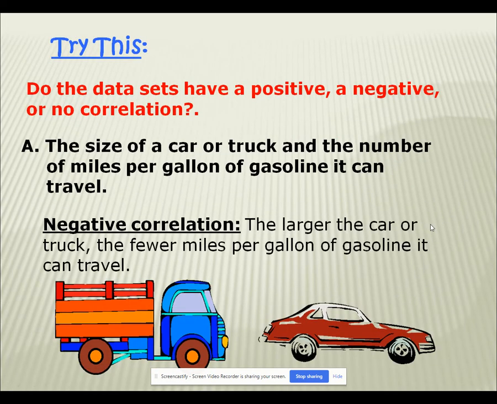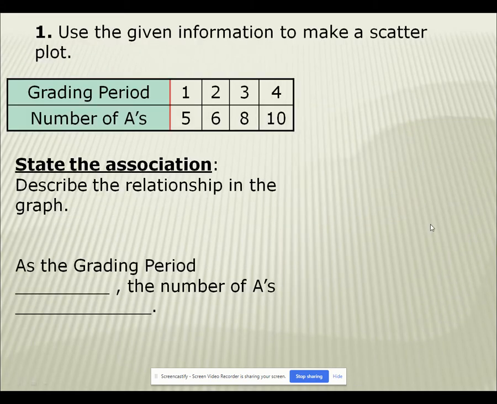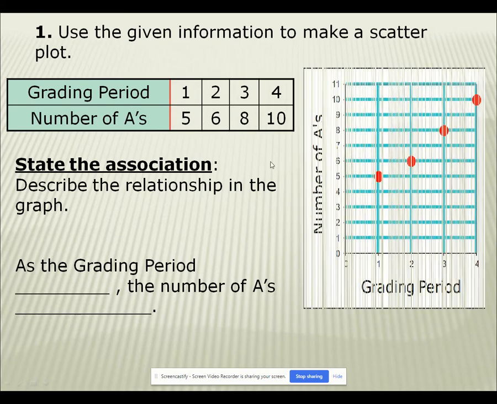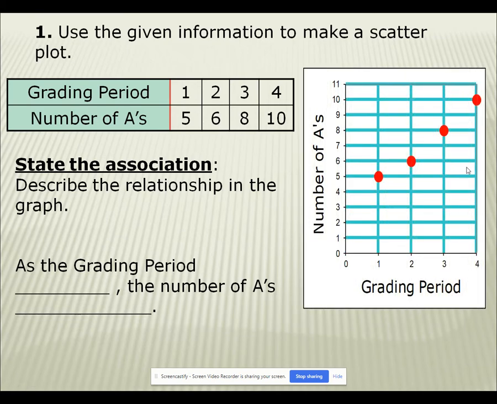All right, let's skip through these. All right, so use the given information to make the scatter plot. So I've got grading period 1, 2, 3, 4, the number of A's in the class 5, 6, 8, 10. So there's our scatter plot.